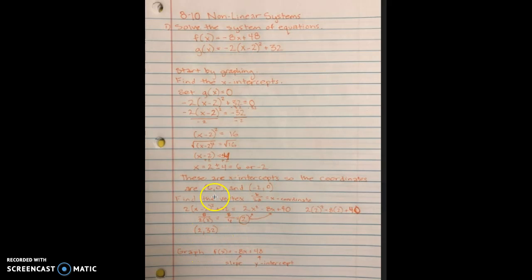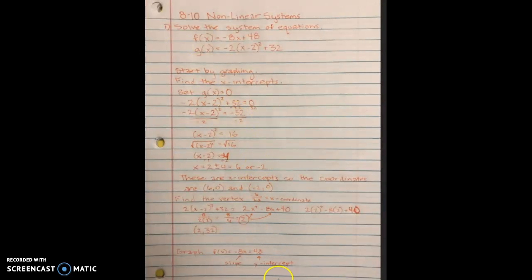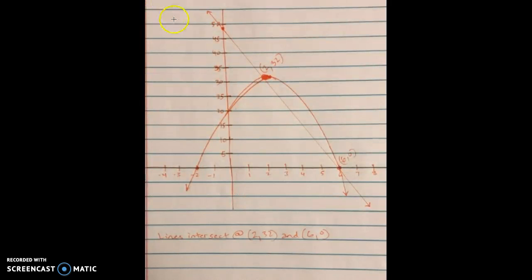After we have figured that out, we're going to graph that vertex. We're going to graph these x-intercepts on this function right here. Boom, boom, boom. And then we're going to look at the linear function here, f of x equals negative 8 times x plus 48. This is going to be our y-intercept, and this is going to be our slope. I'm going to graph it. Boom.